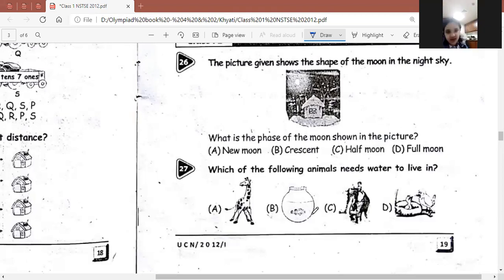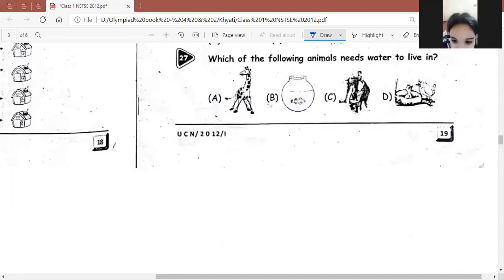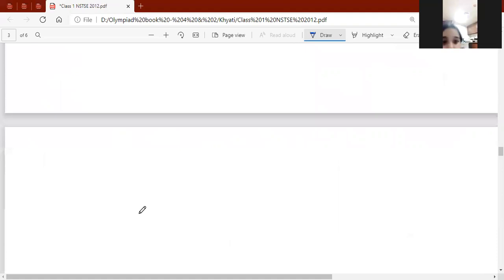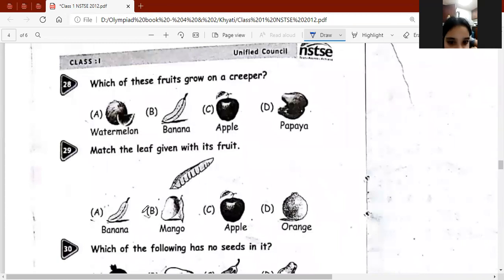Which of the following animals need water to live in? Which animal lives in the water always? Fish. Yeah. So which option is right? B. Okay, 28.